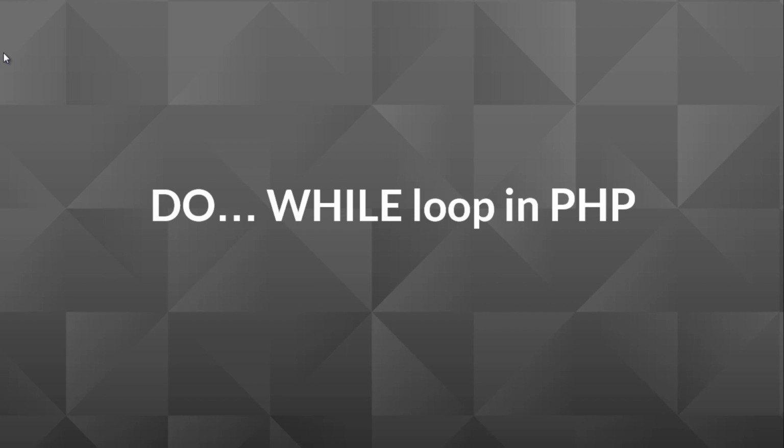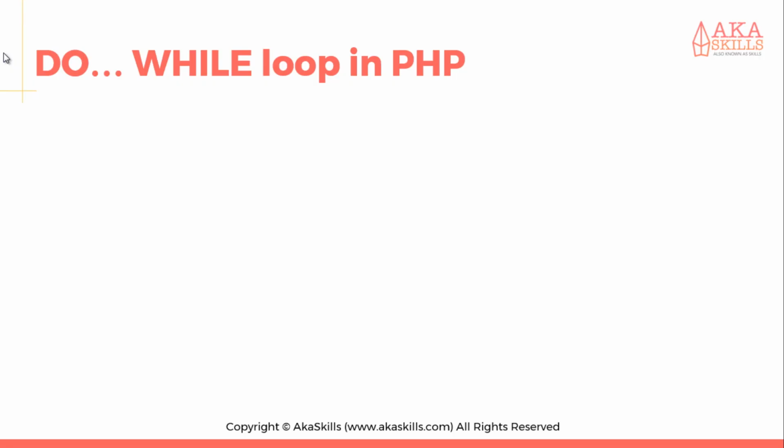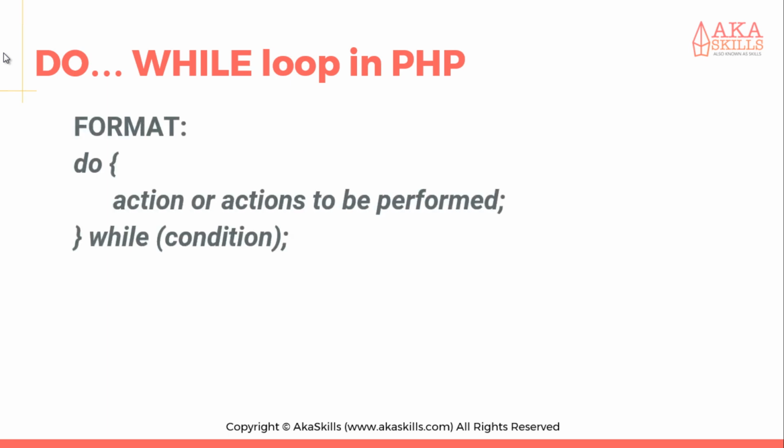Moving on to another loop that is closely related to the while loop is the do while loop. Once again, all you need to learn is the format for the loop, and it is as simple as this. You simply say do. Do is a keyword. Do will be followed by the curly bracket.